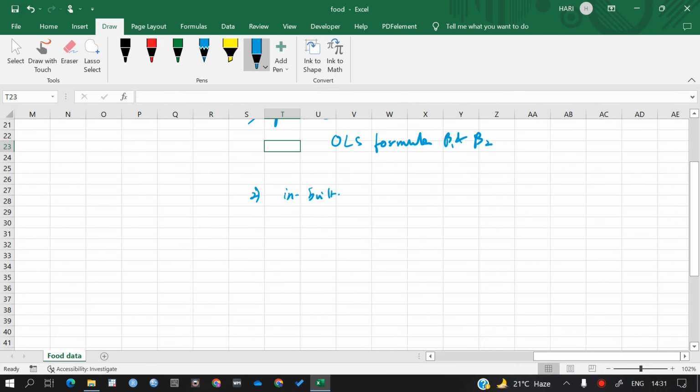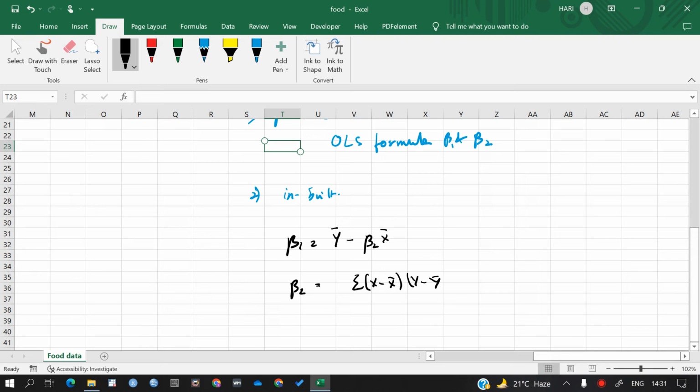So what is the formula for beta 1 and beta 2? For beta 1, the formula which we are going to use is y bar minus beta 2 times of x bar. This is the formula to derive the intercept term. And then for the slope coefficient, the formula is summation of x minus x bar into y minus y bar divided by summation of x minus x bar the whole square. So these are the two formulas which we need to find the values and plug in those values here to find the beta 1 and beta 2.